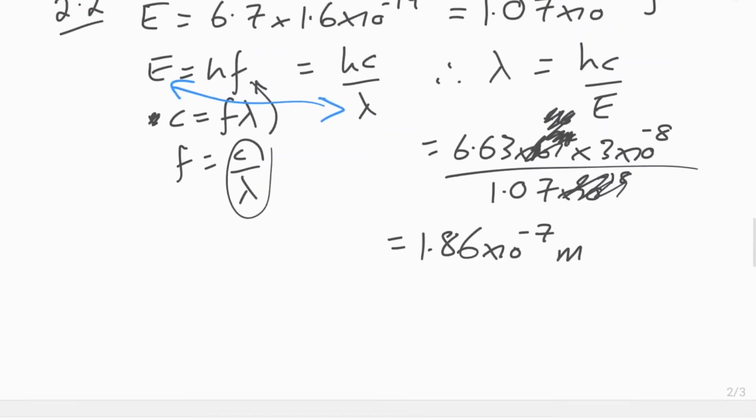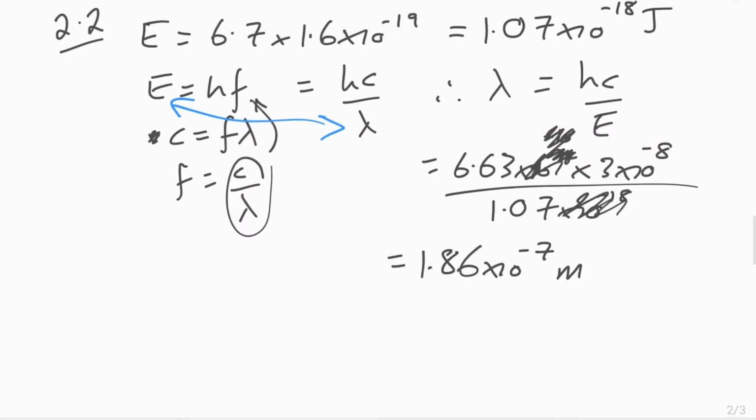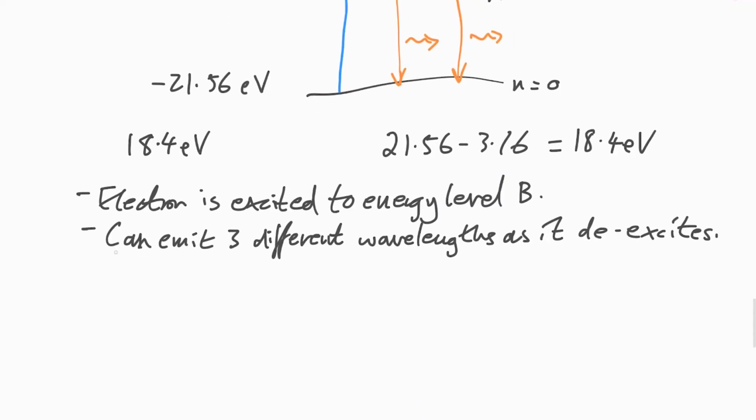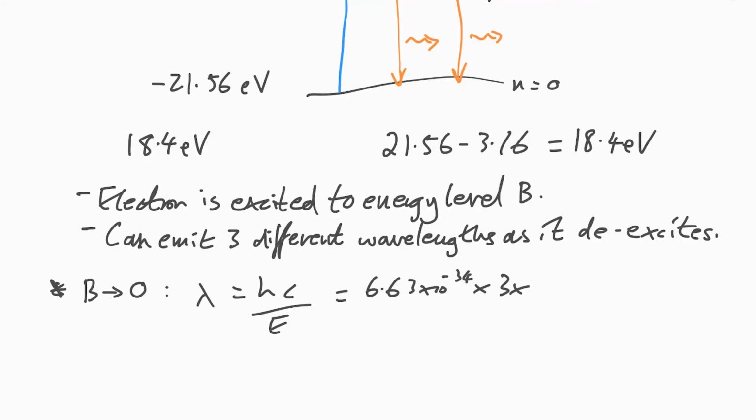So I guess we're going to do this whole lambda equals hc over E again. That's a little bit annoying, isn't it? Do we have to do that? Yeah, I think we're going to have to. Well, I'll tell you what, let's do it for B to 0 first. And so that's 6.63 times 10 to the minus 34. This seems like a lot of work, so I'm not really happy with this question, I have to be honest.